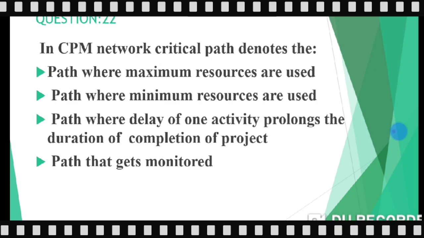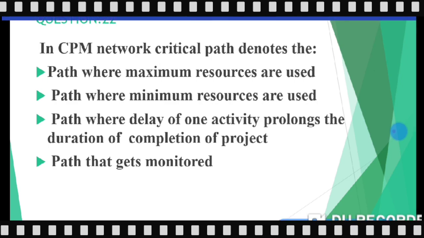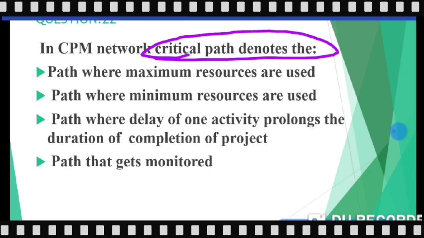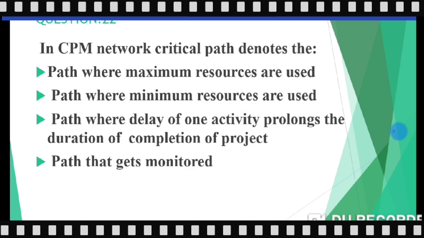Now this is your 22nd question. In a CPM network, critical path denotes what? What is the critical path denoting in CPM? This is a very simple question, and we discussed CPM in the last lecture. Is it the path where maximum resources are used, or the path where minimum resources are used, or the path where delay of one activity prolongs the duration of completion of the project, or the path that gets monitored? So which one of them is correct? Please revise it or remember it. Its answer is very simple.